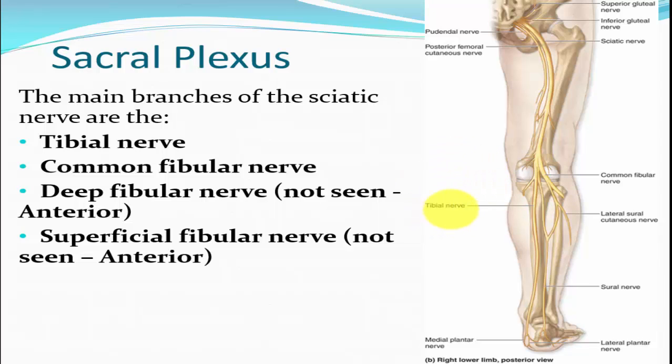So the superficial fibular nerve wraps around this fibular head here, basically on the front side, and this is kind of how it splits off and wraps around right there. And that's going to be a very sensitive structure if you get hit on the outside fibular head of your leg.